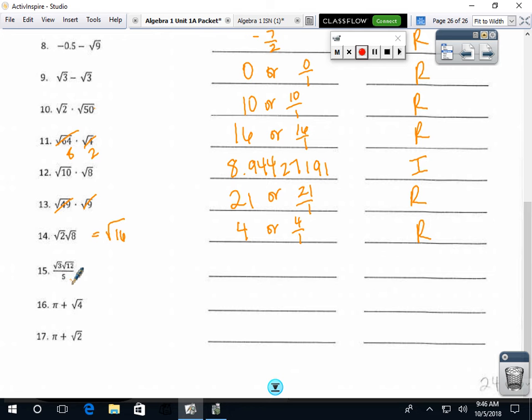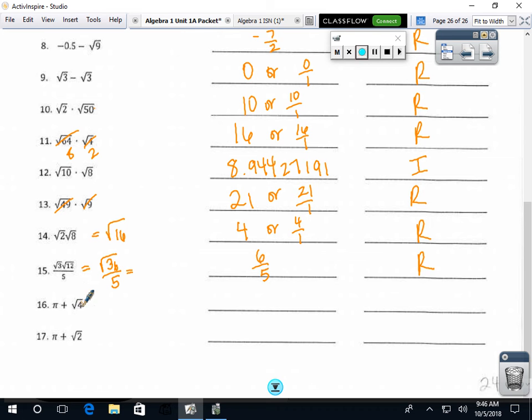Okay, number 15 is another one that I wouldn't really want to waste time typing in. What's the square root of 3 times square root of 12? Remember, they're touching, which means multiply them. What's 3 times 12? 36. And then that's over 5. Well, what is the square root of 36? 6. So wouldn't that just end up being 6 over 5, which is a fraction, so rational?